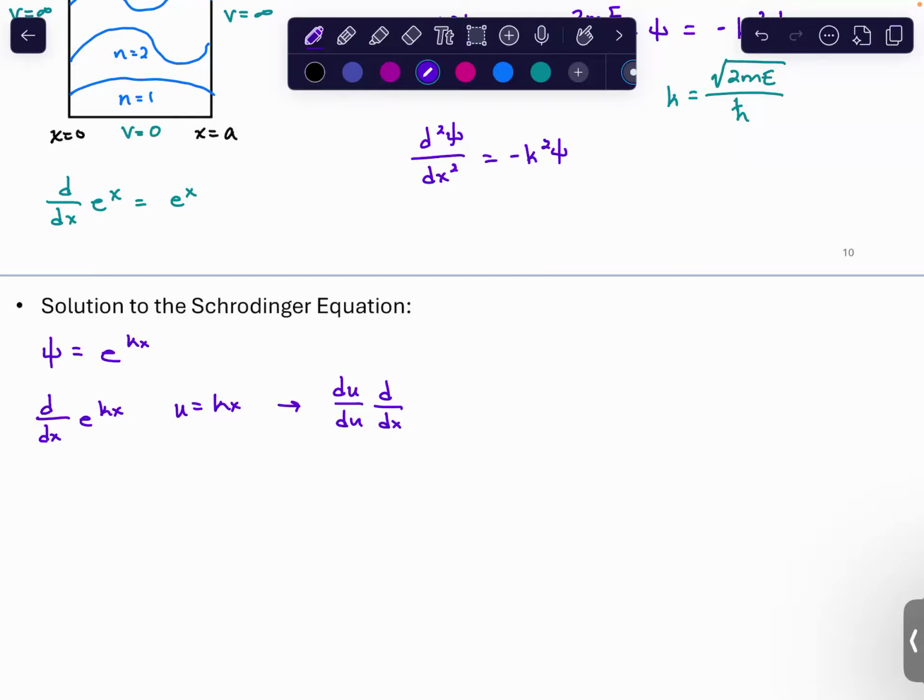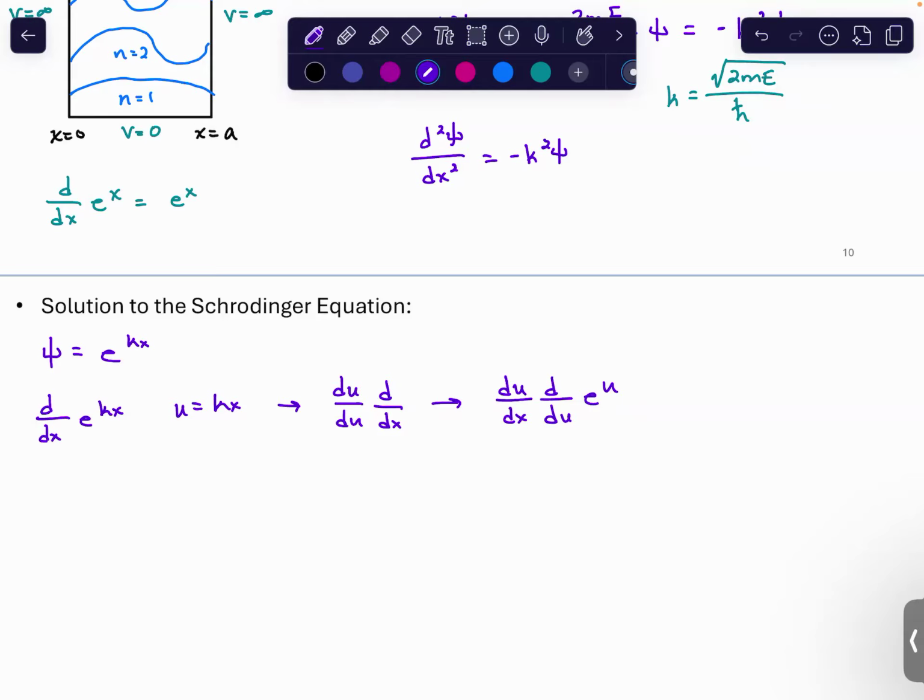But what this can become then is that. Do you see how that all works out there? So I've called u kx. So now what I'm going to do is take du/dx, multiply it by d/du of e to the u. So since u is kx, what is the first derivative of that with respect to x? If u is kx, what's that?